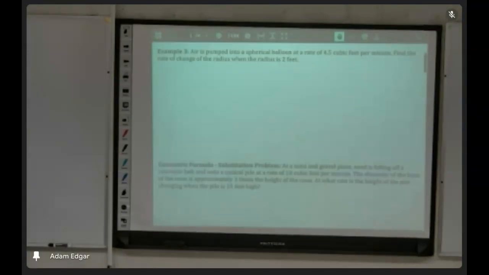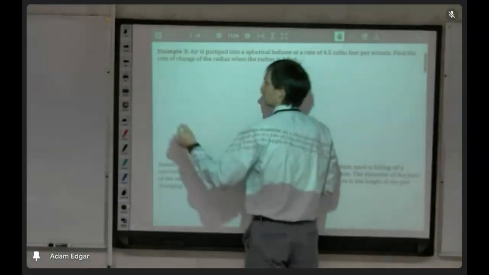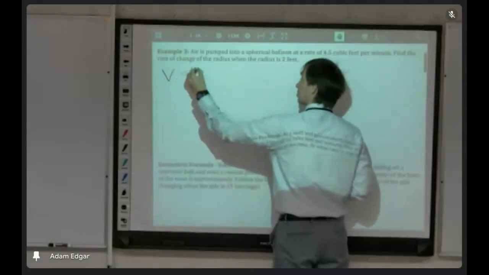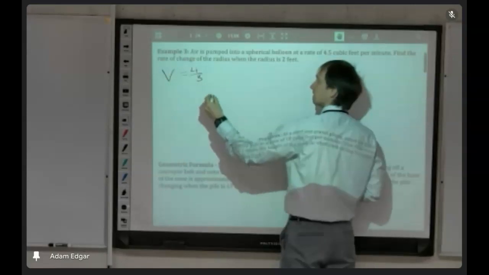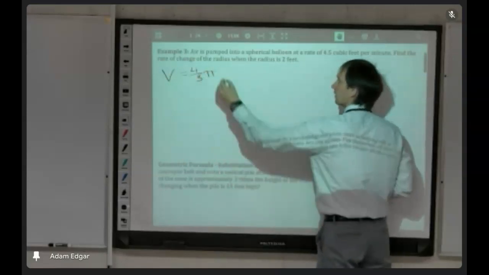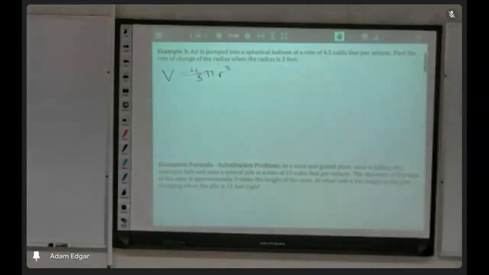So go ahead, read the problem. What is the formula for the volume of a sphere? Four-thirds. And then? Pi is a good bet when we're talking about round things. And then? R to the third. So that's volume of a sphere is 4/3 pi r cubed.